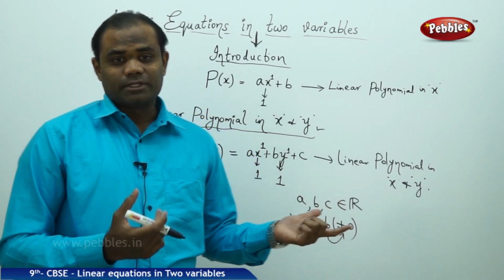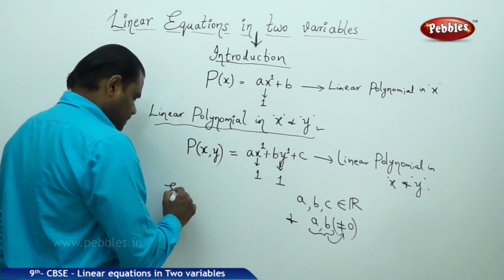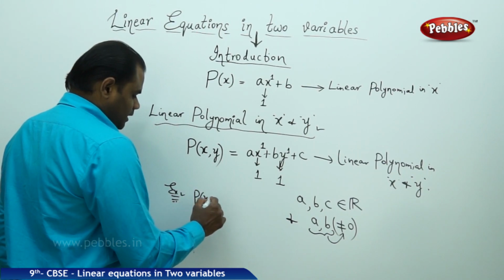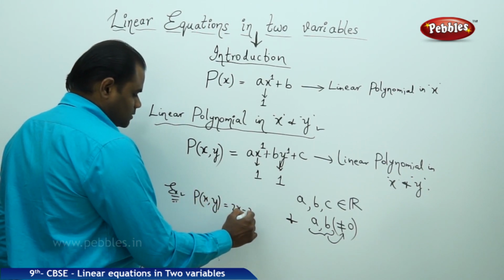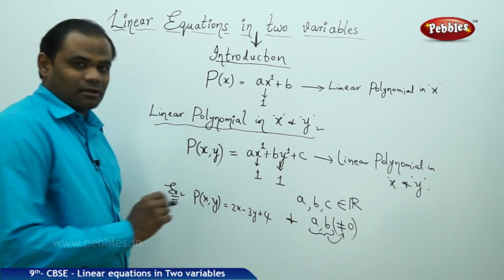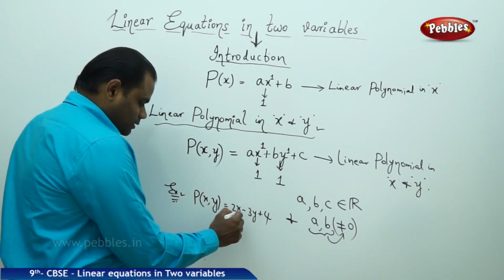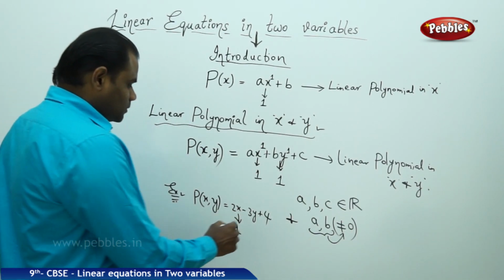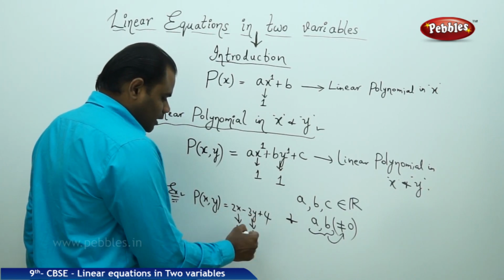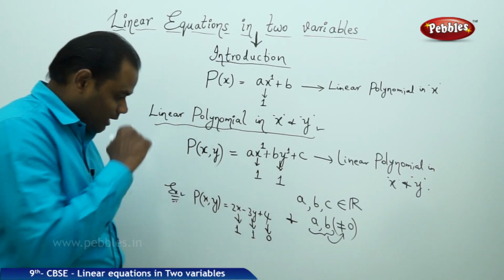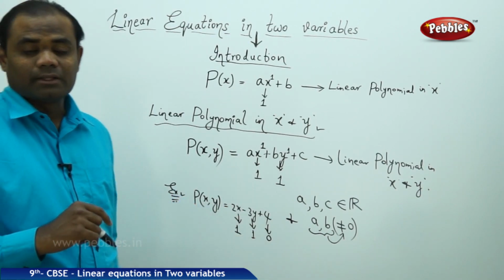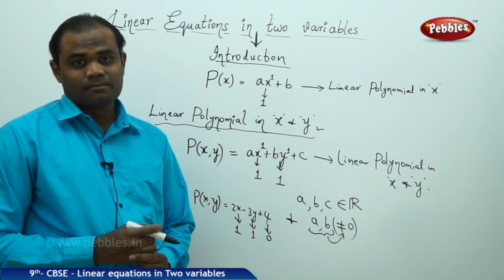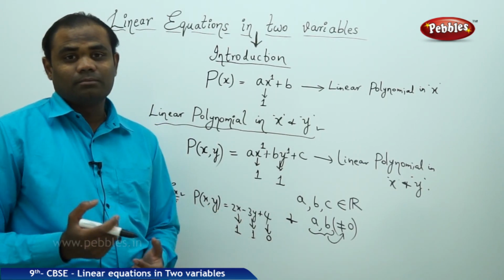Any example we can take for this would be, say for example, p of x, y is 2x minus 3y plus 4. Then this is clearly with the first term having degree 1, and coming to the second term, its degree also being 1, and of course the constant having degree 0. The highest degree for x and y is 1, and therefore this is a linear polynomial in x and y. This is how we define the linear polynomial.